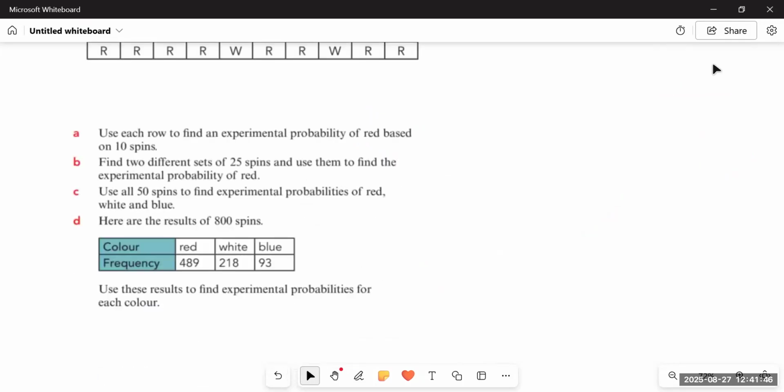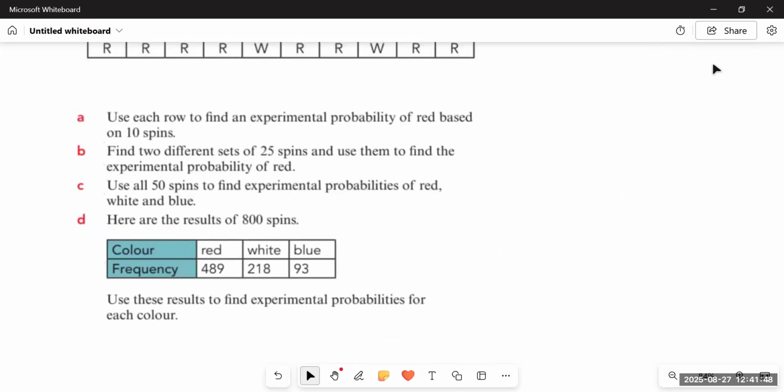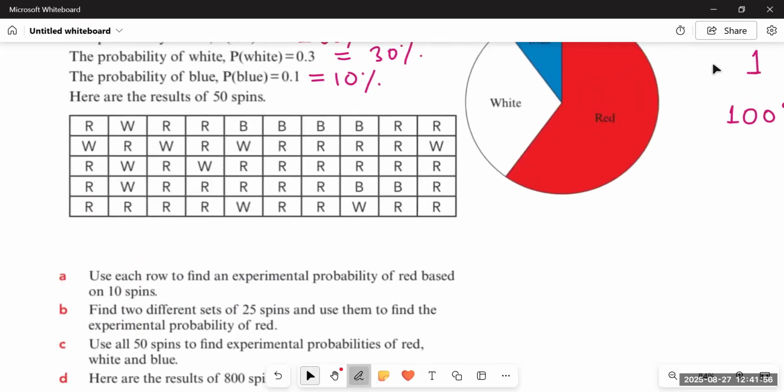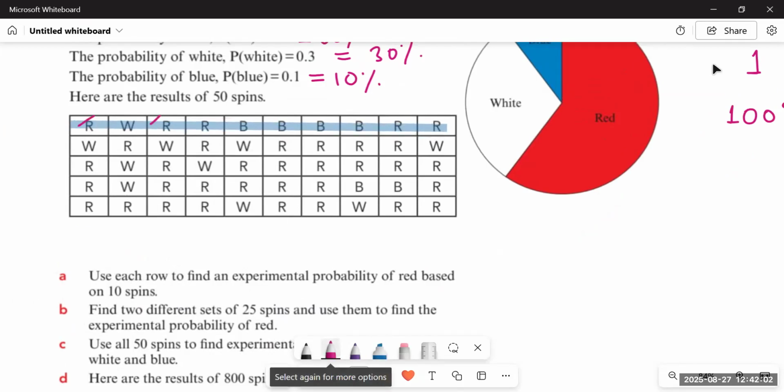The question number 2 part A says, use each row to find an experimental probability of red based on 10 spins. So first, we are going to take the first row. Here, how many reds do we have? 1, 2, 3, 4, 5. 5 out of 10 means 50%. Quite less than the theoretical probability.